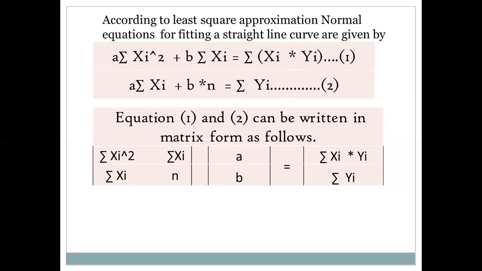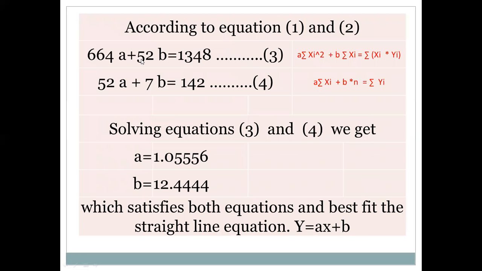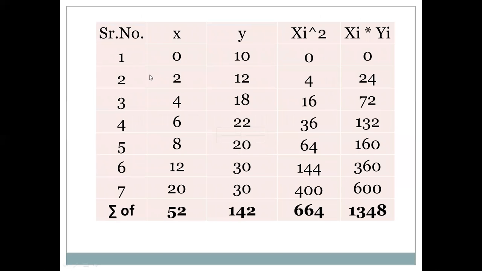So for solving the normal equations to fit a straight line, it is necessary to calculate the sum of xi values, sum of yi values, sum of xi square values, and sum of xi and yi. So as per requirement, from the given data point table, we will calculate here sum of x, sum of y, sum of xi square and sum of xi into yi.